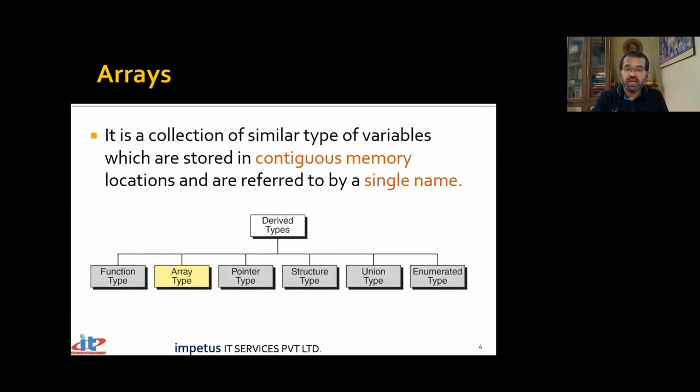Homogeneous, that's very important. I cannot have a collection in which one is an integer, another is a float, and the third is of type double. Such a kind of collection I cannot have. It's a homogeneous collection. All the variables which I have clubbed together, all of them are of the same type. And plus, they are stored in contiguous memory locations.